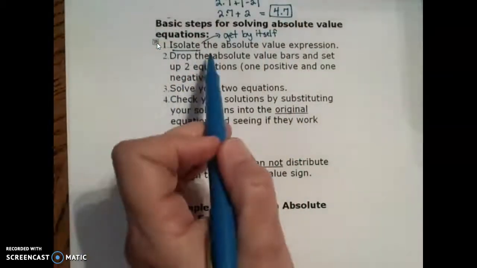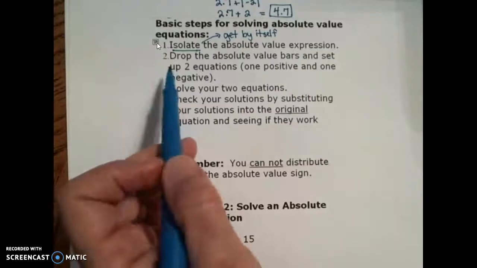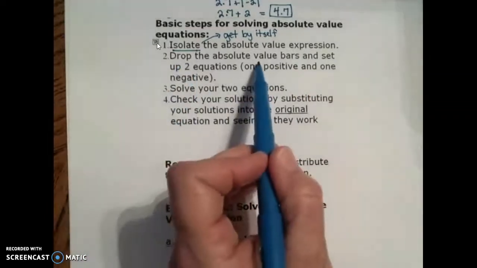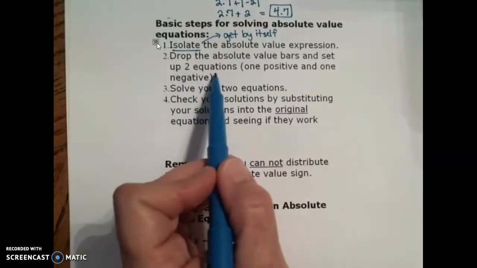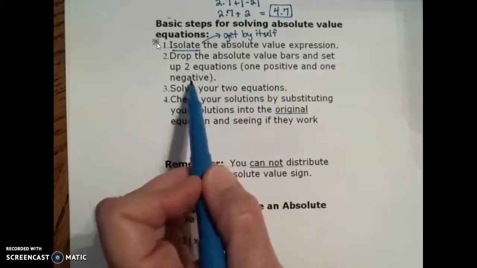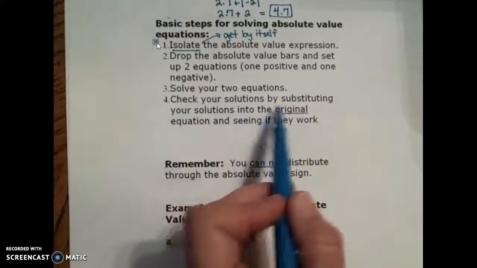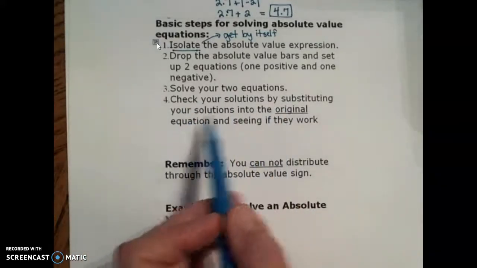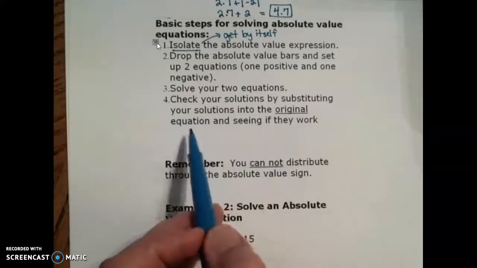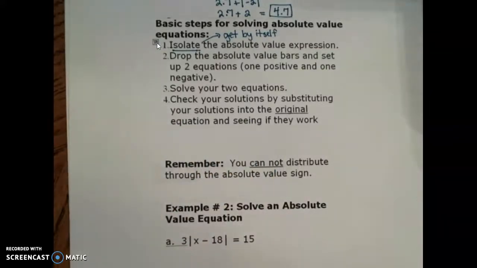So we're going to get the absolute value expression by itself. Once you do that, you're going to drop the absolute value bars and you're going to make two equations, one positive and one negative. You will solve your two equations. Check your solutions by substituting them into your original equation and seeing if they work.